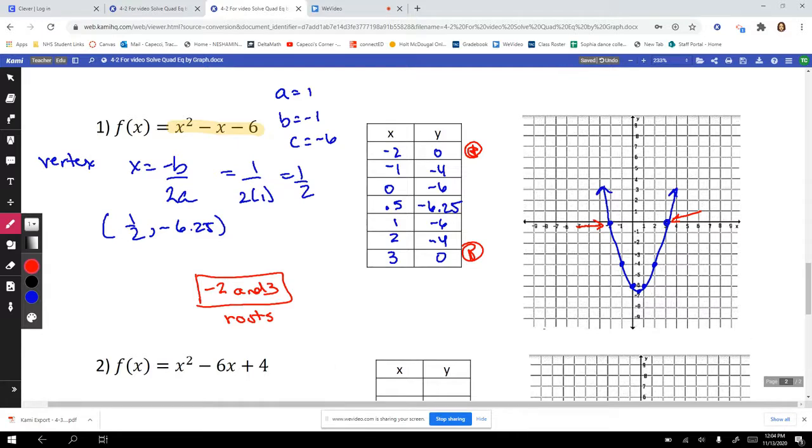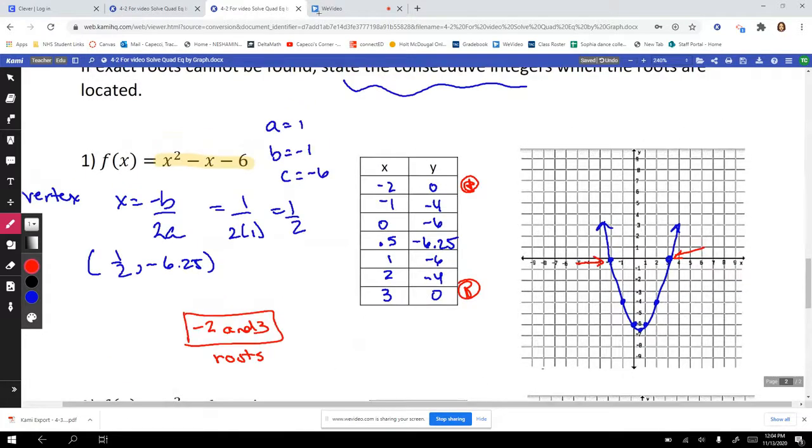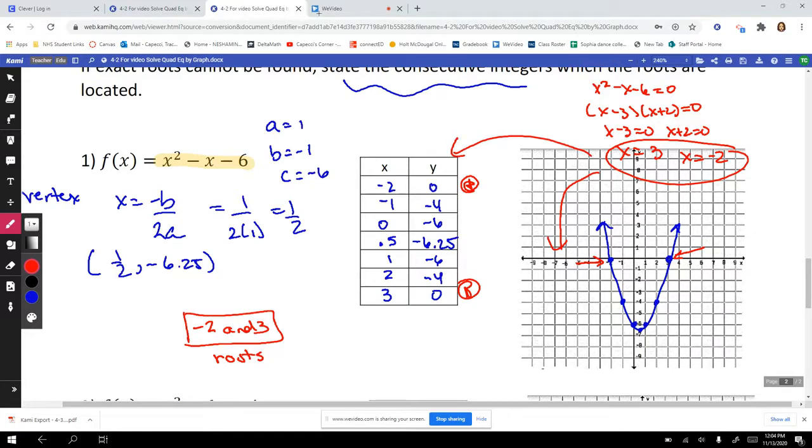Okay, now remember, let's go back. Think about this. If I were to factor this, like we've done in previous lessons, I get x minus 3 times x plus 2. x minus 3 is equal to 0. x plus 2 is equal to 0. So x is equal to positive 3 or x is equal to -2. It's the same thing we have when we graph and use the table, and ultimately our roots. It's just a different method of looking at it.